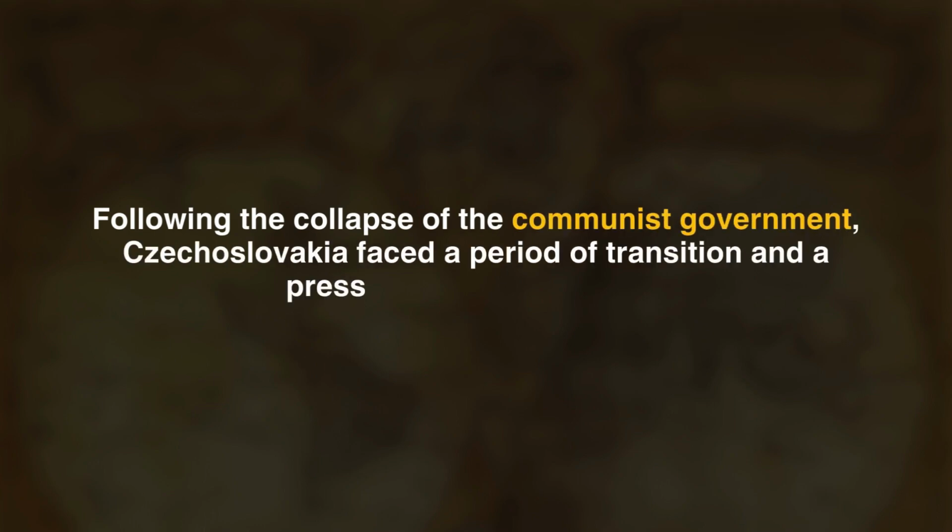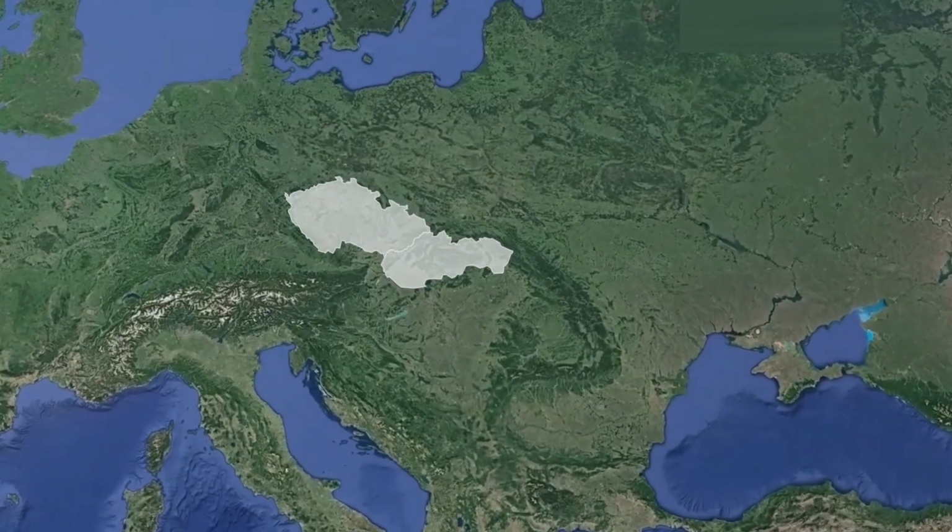However, after the deportations of Germans following the Second World War, this necessity largely disappeared. Furthermore, following the collapse of the communist government, Czechoslovakia faced a period of transition and a pressing need for reforms. As mentioned earlier, these reforms posed challenges because the Czech and Slovak people, as well as their respective governments, couldn't reach a consensus on how to navigate the transition to their new democratic administrations.